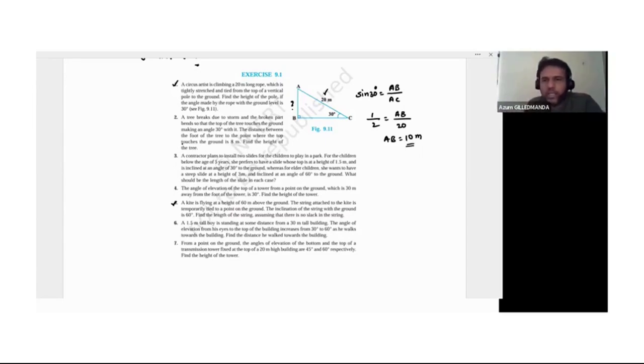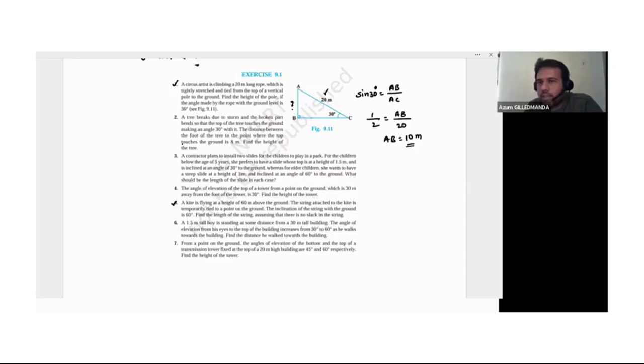The string attached to the kite is temporarily tied to a point on the ground. So the string is tied to the ground. The inclination of the string with the ground is 60 degrees. So the angle of elevation is given, that is 60 degrees. Find the length of the string, assuming that there is no slack in the string. Okay, very simple.